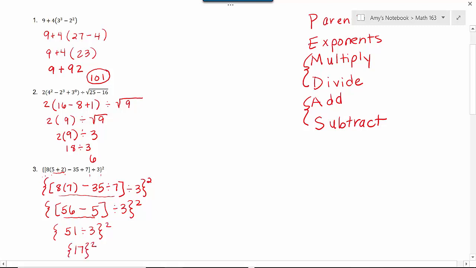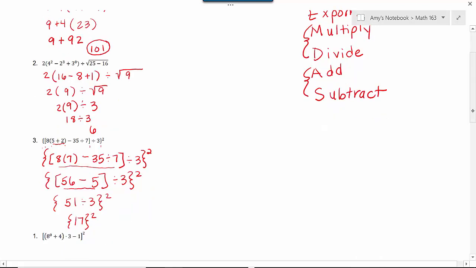And I know that this says to do this without a calculator. I do not expect you to know 17 squared off the top of your head. If you do, great. But I do not expect you to know that. Now, you can do 17 times 17 by hand and multiply that out, of course. But I don't expect you to know any of this off the top of your head.